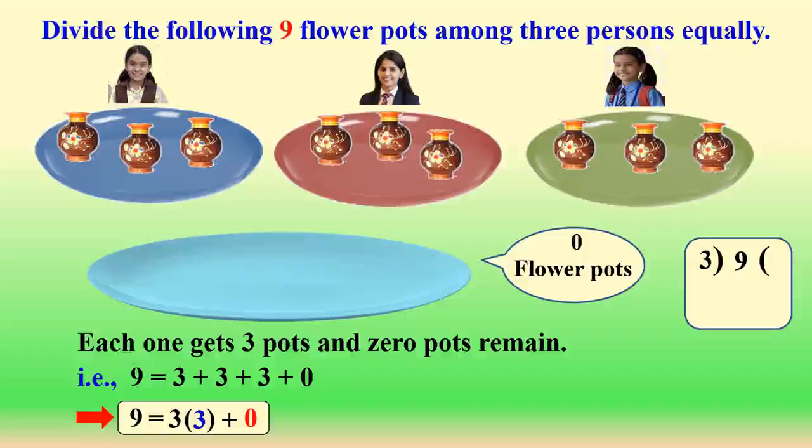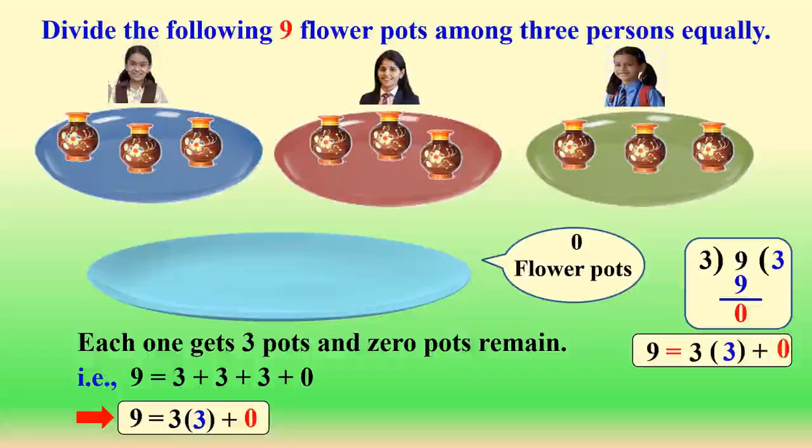So 3 3s are 9. 9 minus 9, 0 remainder. This can also be written as 9 is equal to 3 times 3 plus 0. In both cases, 9 is equal to 3 times 3 plus 0, where 0 is the remainder.